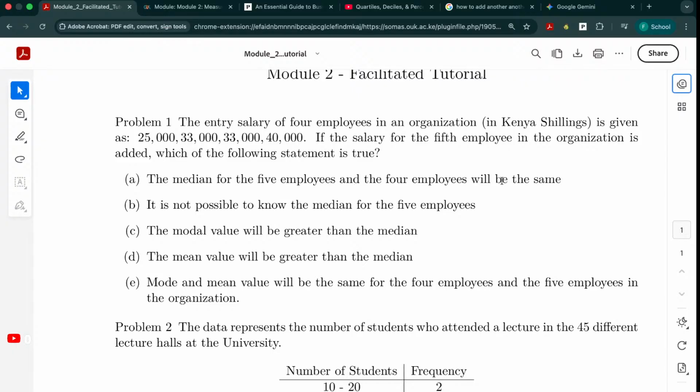Then option B says it is not possible to know the median of 5 employees. I said true, because yes, we don't know the salary of the 5th employee.